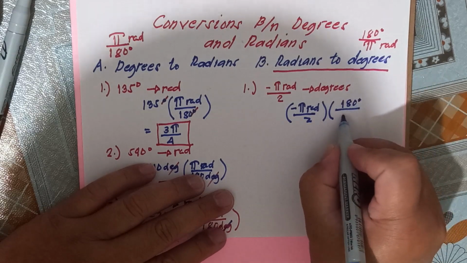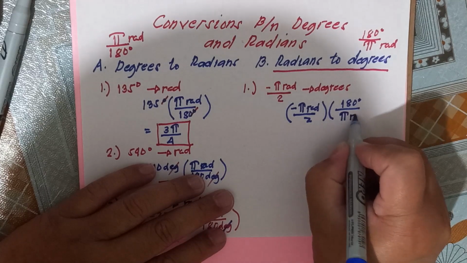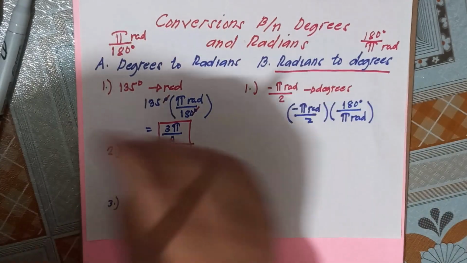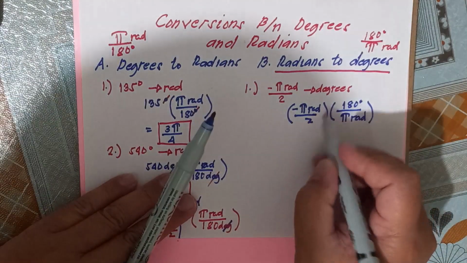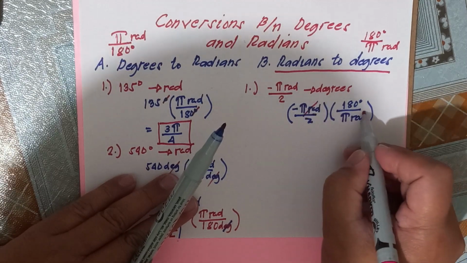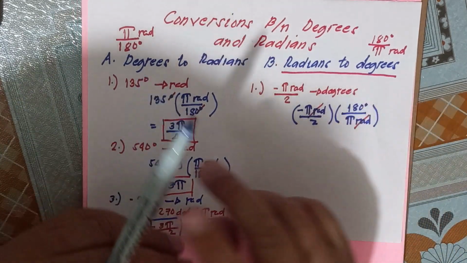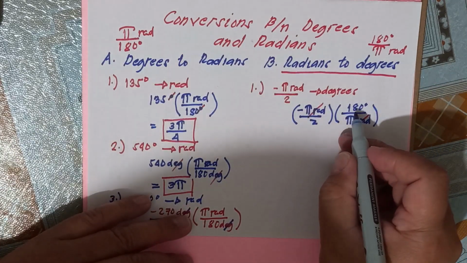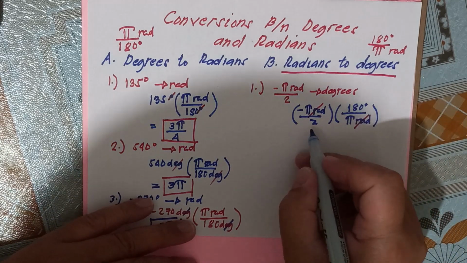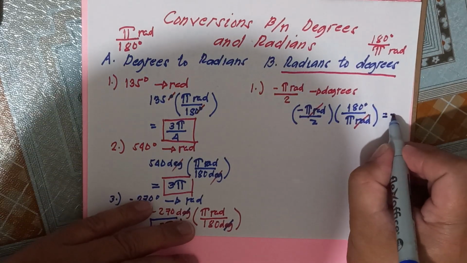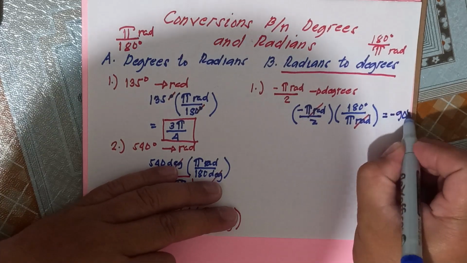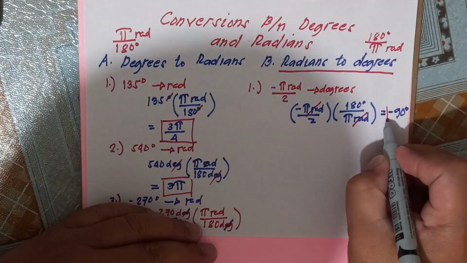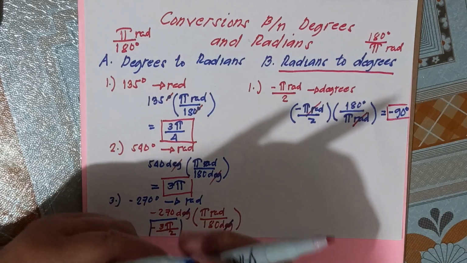180 degrees to pi rad. Okay, so notice that pi rad can be cancelled out. And so what remains now is negative multiplied by 180. So that is negative 180 divided by 2. And so your final result must be negative 90 degrees. The final result is negative 90 degrees.